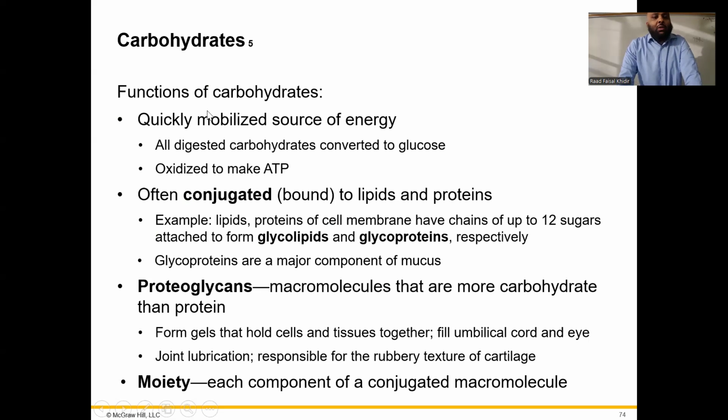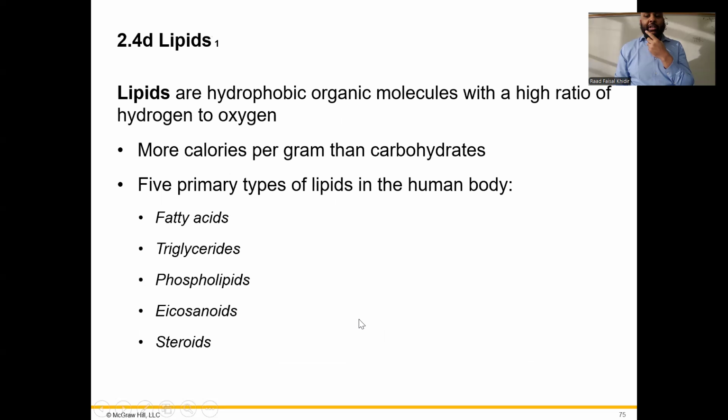So carbohydrates are a quickly mobilized source of energy, and all digested carbohydrates are converted to glucose and oxidized to make ATP. They're often conjugated, bound to lipids and proteins, as in proteoglycans. These are macromolecules that are more carbohydrate than protein. And a moiety is each component of a conjugated macromolecule. Now, we're going to move on to lipids. We finished with sugars.